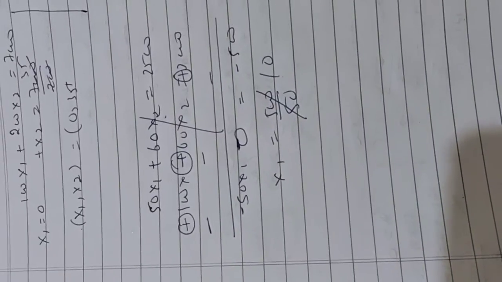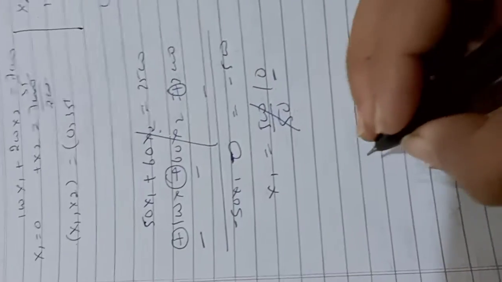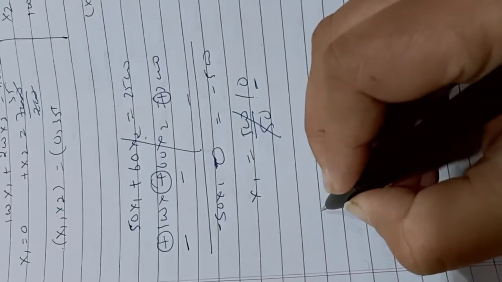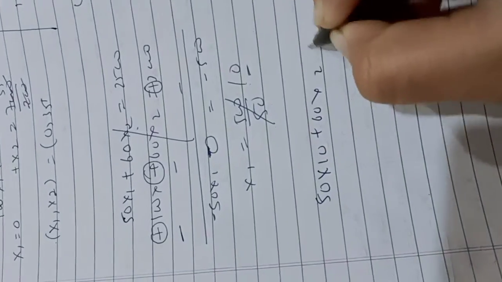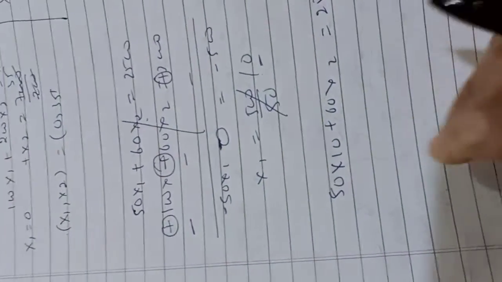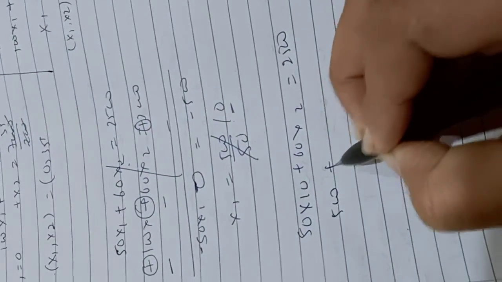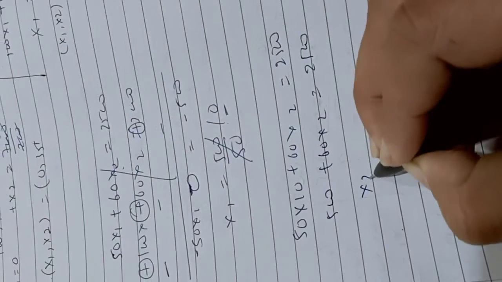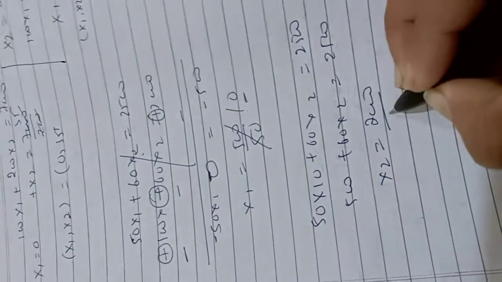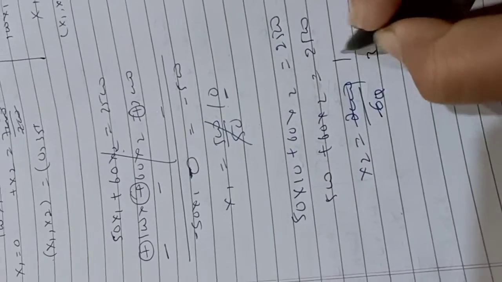Now we have to put this value in either of the equations, either the first or the second. We can put it in the first equation. So 50 into 10 plus 60x2 is equal to 2500. We put this value to derive the value of x2. So that is 500 plus 60x2 is 2500. So the value of x2 is equal to 2000 by 60, that is 100 by 3.